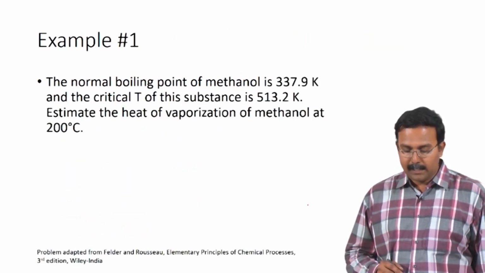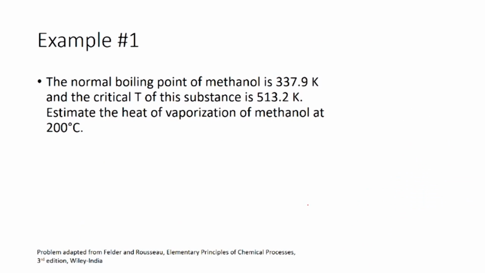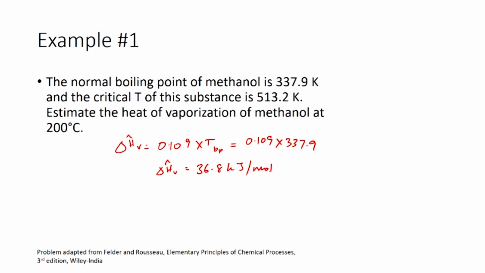Here in this example we have to measure the heat of vaporization for methanol, which is a low molecular weight alcohol. So, we would use the second equation, which is delta H cap V is equal to 0.109 times boiling point. The boiling point here is 337.9. So, it is 0.109 times 337.9, giving us delta H cap V as 36.8 kilojoules per mole. Now we have the heat of vaporization at its normal boiling point.